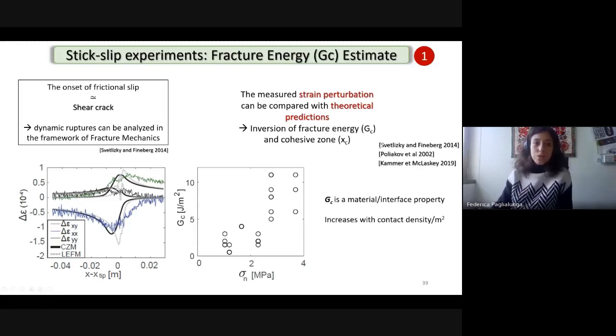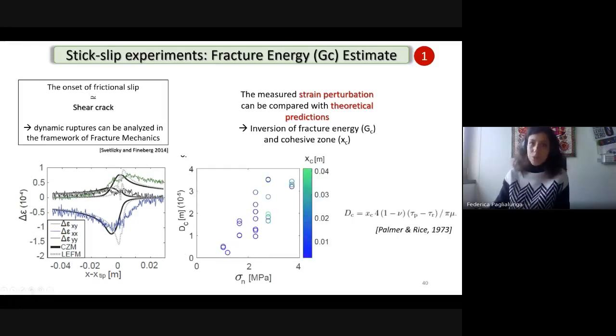The values of fracture energy range between 0.5 and 12 joules per meter squared, which are values comparable to previous studies. And you can see that there is a slight increase with applied normal stress, because the fracture energy is an interface property. The higher the applied normal load, the higher will be the real contact between the two interfaces, the higher the fracture energy you will need to break them.